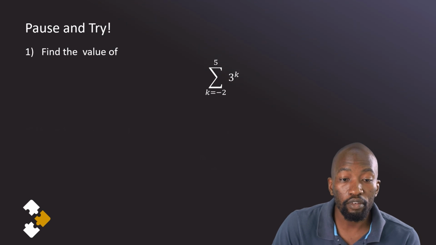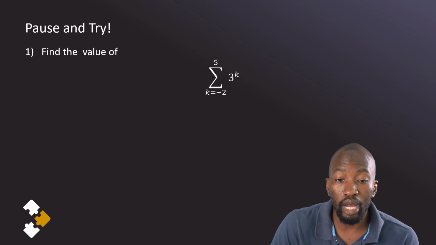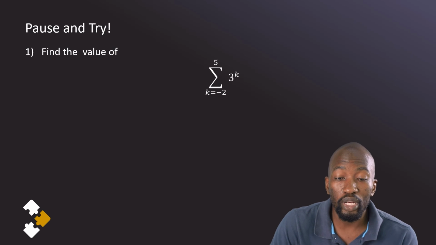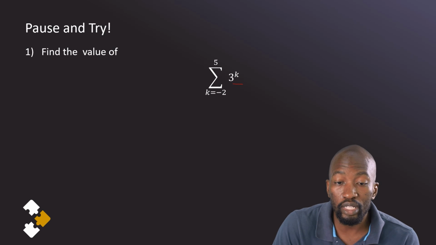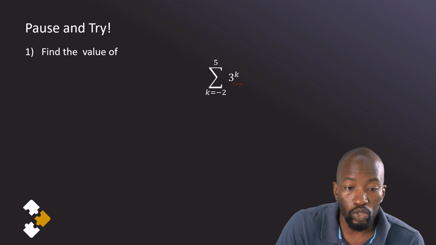Now, they're saying find the value of the sigma symbol, where k is -2, and we have to go all the way to 5. So we need to check how many terms those are. They also give us a function there, 3 to the k. So let's quickly do that.